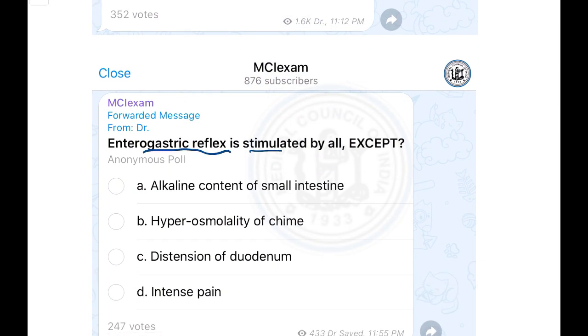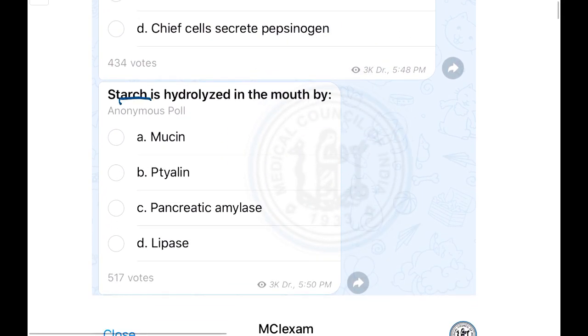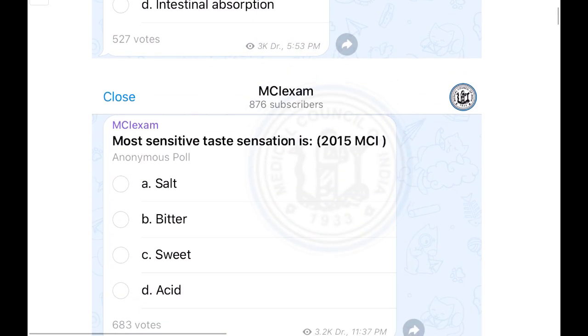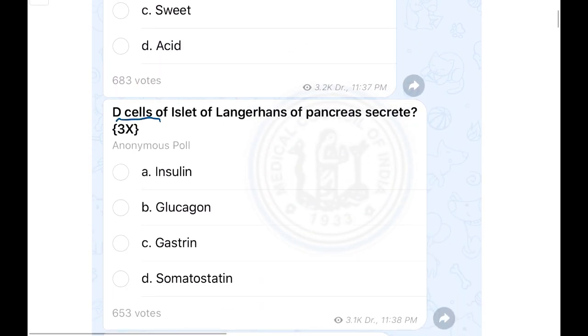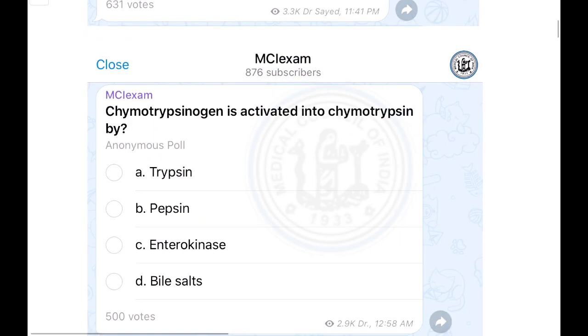Enterogastric reflex is stimulated by all except alkaline content of the small intestine. All are correct about stomach except pylorus has more acid secreting cells. Starch is hydrolyzed in the mouth by ptyalin. Fecal mass is mainly derived from undigested food. Most sensitive taste sensation is bitter. These cells of islets of Langerhans of pancreas secrete somatostatin. The rate of absorption of sugars by the small intestine is highest for hexoses.